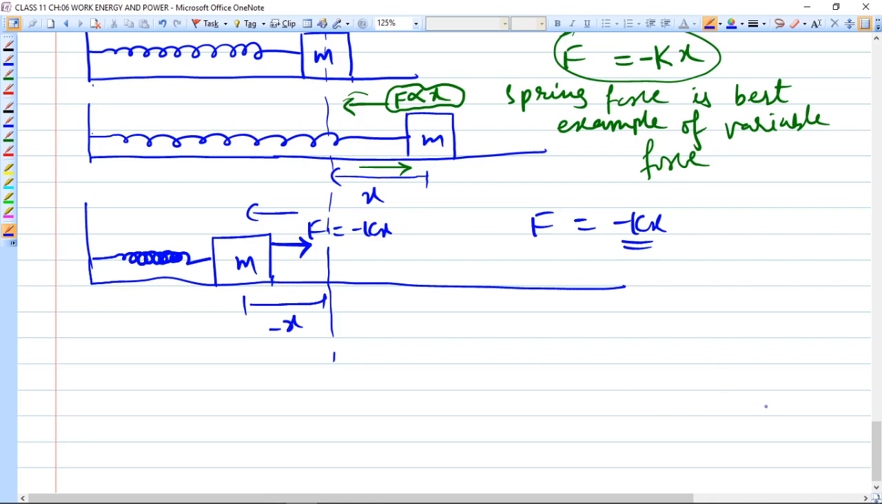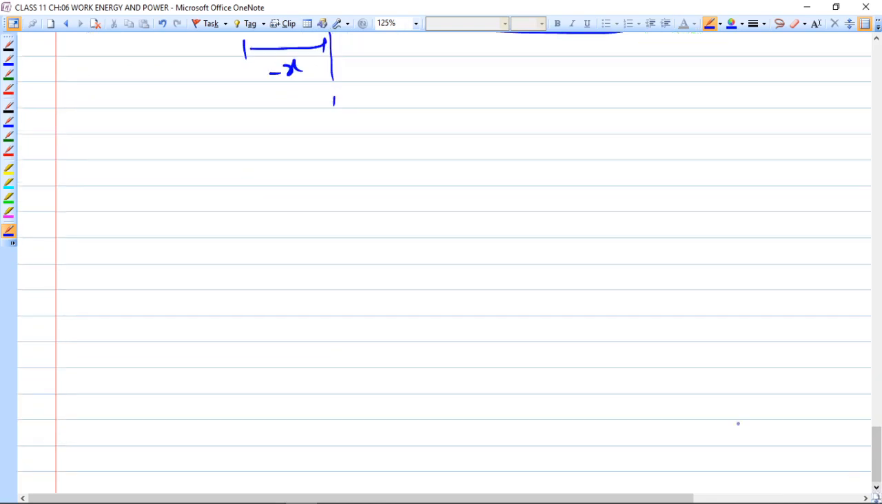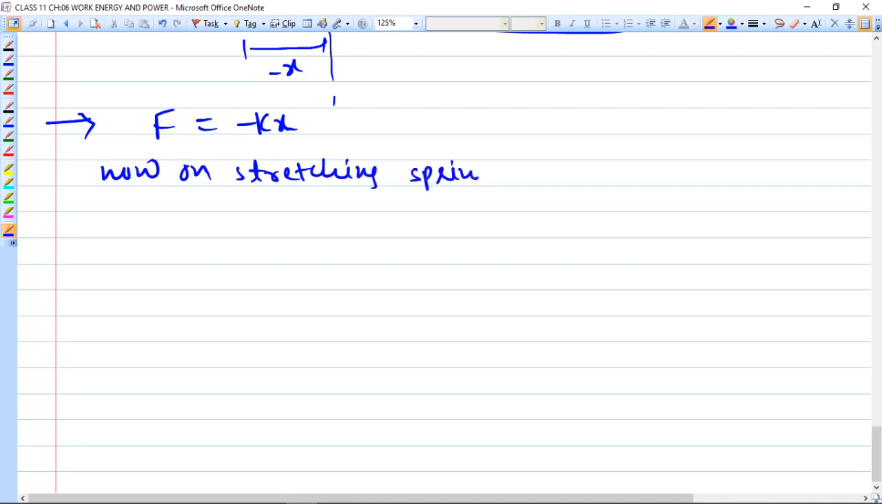It is also an example of a conservative force. Let me explain how. Suppose F equals minus kx, and the spring is already somewhat stretched. Now on stretching the spring by displacement dx, how much work is done? Minus kx into dx. Clear to you?